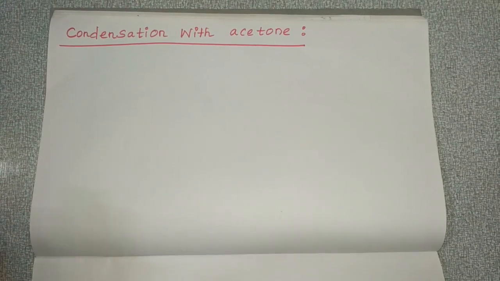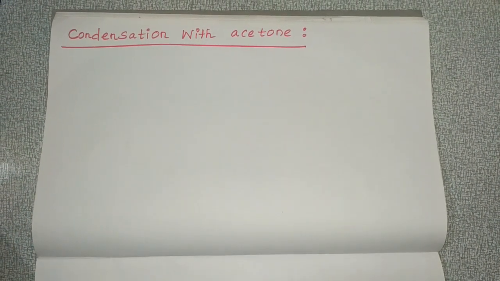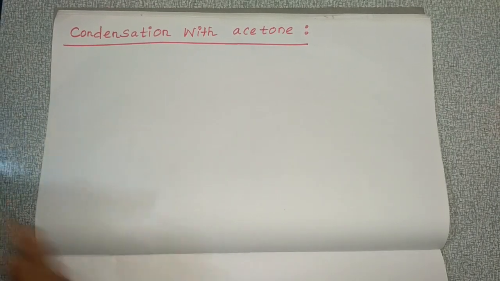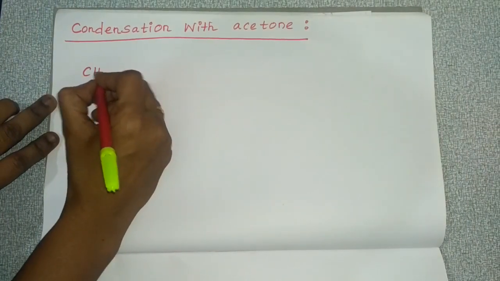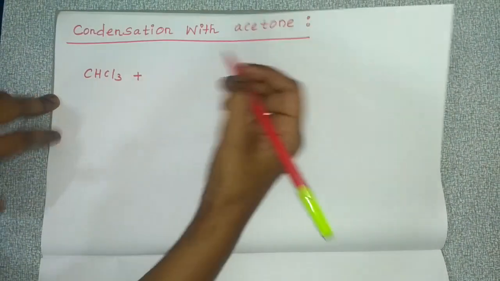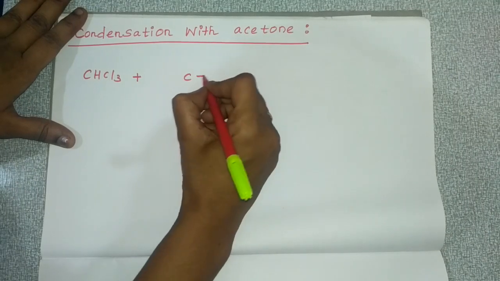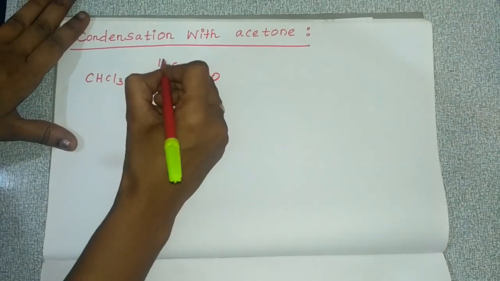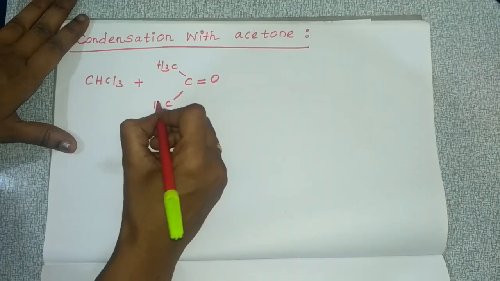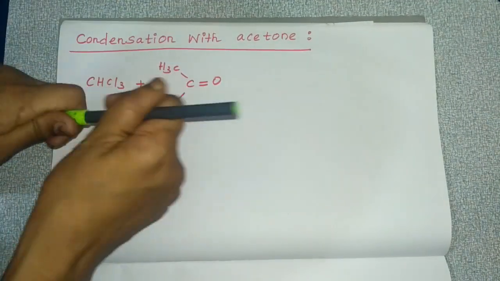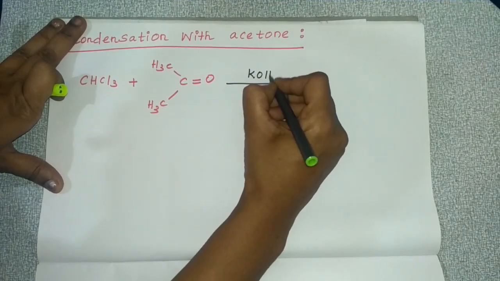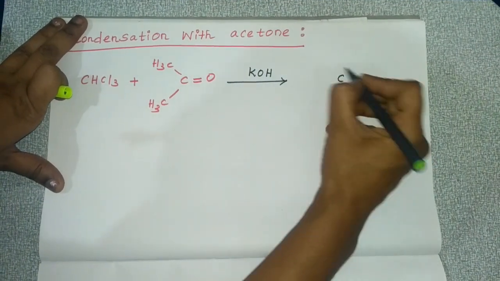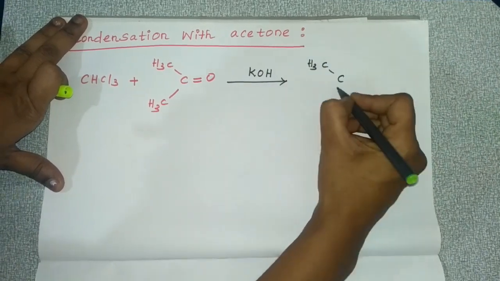In this video, we are going to see condensation of acetone with chloroform. First, I will write the reaction, then I'll explain the mechanism behind this reaction. Chloroform with acetone in the presence of potassium hydroxide, the product formed will be chloritone.